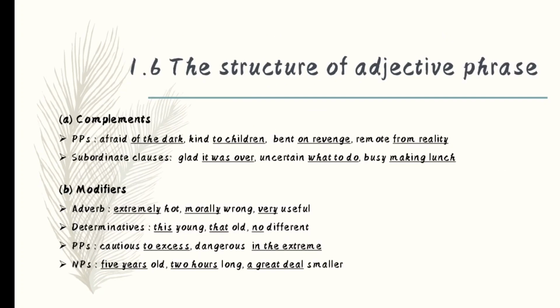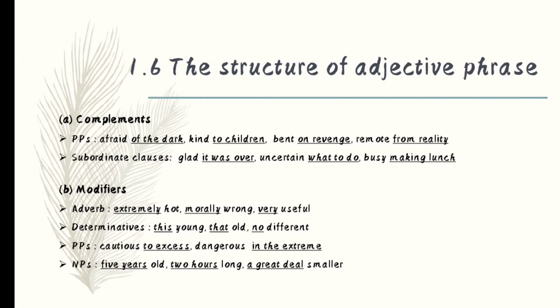Okay, my name is Maulidiyah Hafshah. So now I would like to explain to you about the structure of adjective phrase. An adjective phrase consists of an adjective as a head. Usually, it is accompanied by one or more dependents, and the dependents may be complements or modifiers.